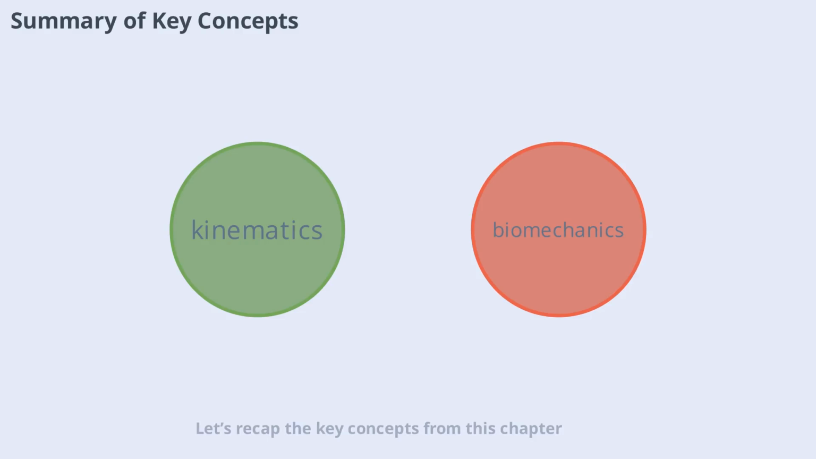Let's recap the key concepts from this chapter. Kinematics is the study of motion, focusing on how things move rather than why. Both qualitative and quantitative analyses are essential for understanding human movement. By considering factors like muscle composition, footwear, and environment, biomedical engineers can provide valuable insights and recommendations.